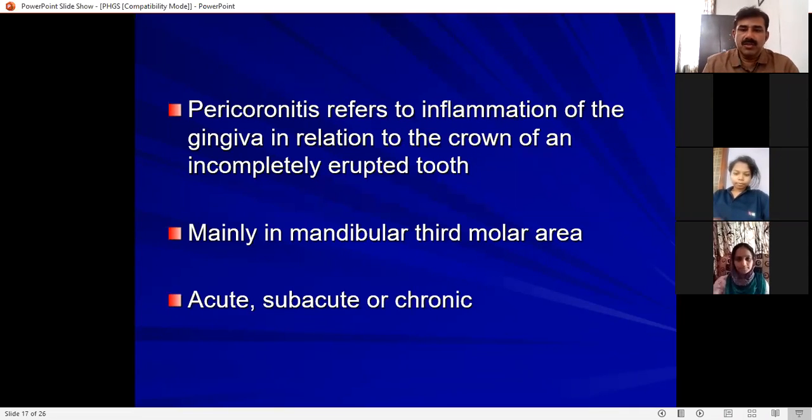So pericoronitis refers to inflammation of the gingiva in relation to the crown of an incompletely erupted tooth. As I already told, the mandibular third molar area is the most common. It can occur in relation to any tooth that is erupting, but when you look in practice, you may find that the mandibular third molar is the most common area where you may find pericoronitis. And the condition may be acute, subacute, or chronic, depending upon the severity of the gingival issue.